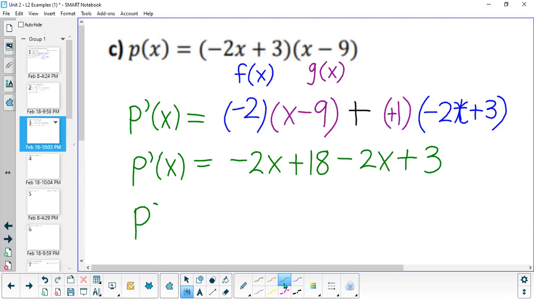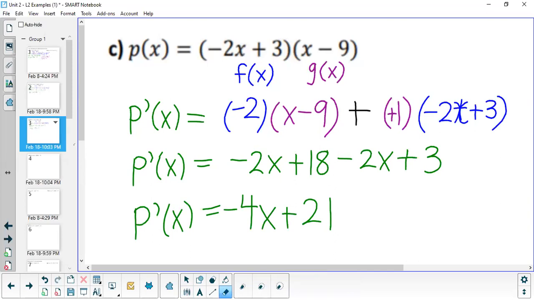So p prime of x, again, is a linear function, negative 4x plus 21. Okay, so I'm going to leave quadratic questions behind right now. Quadratics are the easiest type of derivatives, in my opinion, to solve. And now we're going to move into something a little bit more difficult.